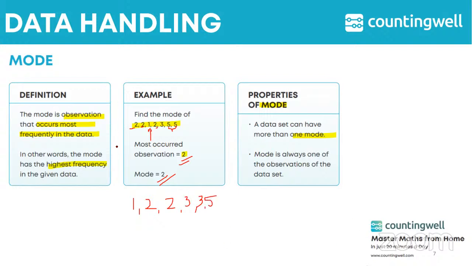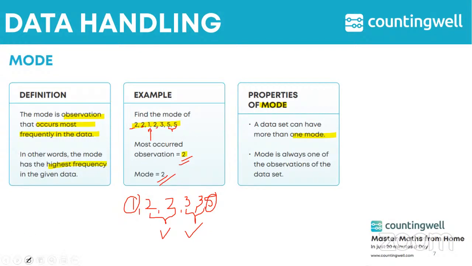Okay. You can see 1 is repeated once, 5 is repeated once, whereas 2 is repeated twice and 3 is also repeated twice. So which number is repeated the highest number of times? It's 2 also and 3 also. That's why there are two modes for this given set. Okay. So the modes are 2 and 3 in this case.